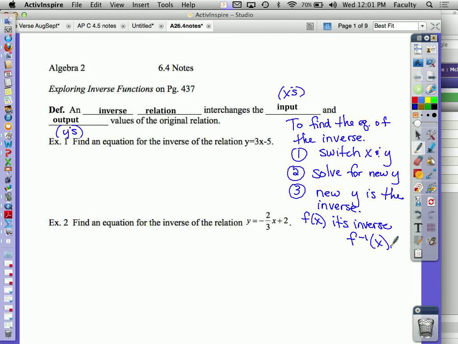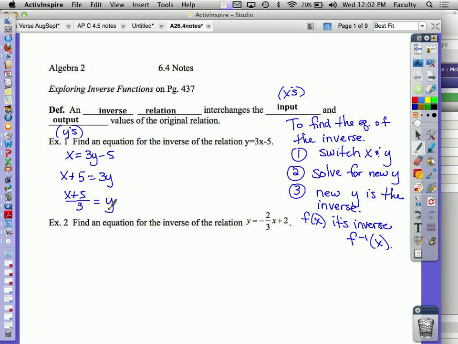All right, so in example 1, it says find an equation for the inverse of the relation y equals 3x minus 5. So step 1, switch the x and the y. Okay, so now it's x equals 3y minus 5. Then step 2, solve for new y. So we would add 5 and divide by 3. Now, it is perfectly fine to have x plus 5 divided by 3, or you could have divided them individually.